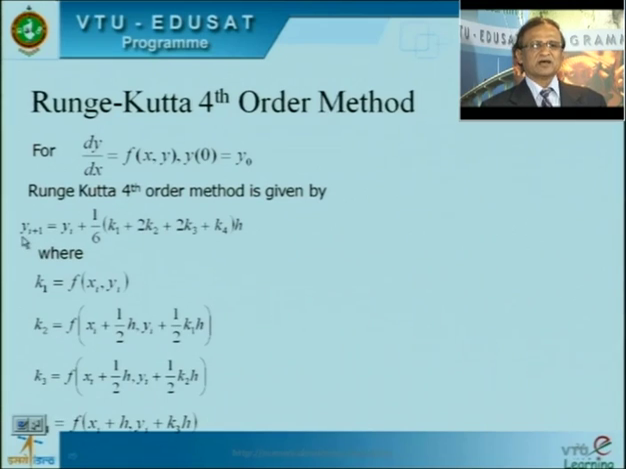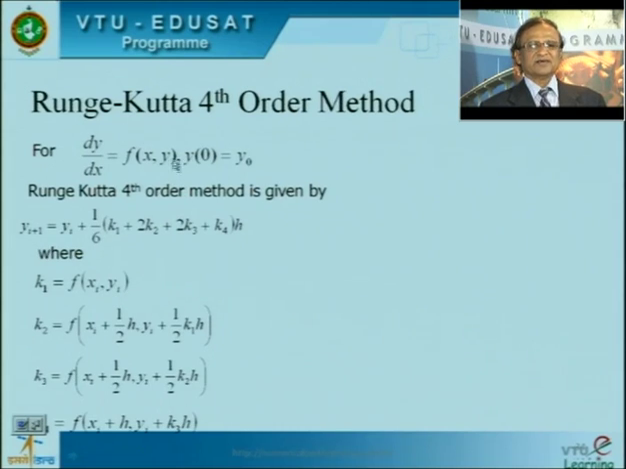So, what is the formula? y_{i+1} = y_i + (1/6)(k1 + 2k2 + 2k3 + k4)h. You may ask what is k1? k1 can be calculated by the given function, f(x_i, y_i).